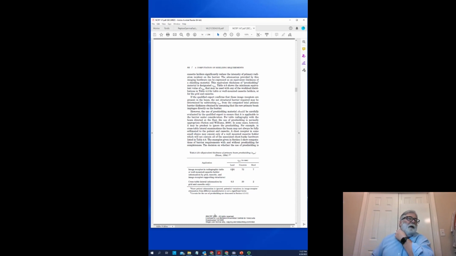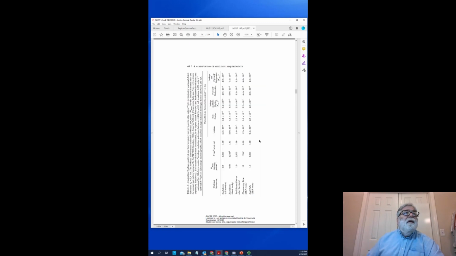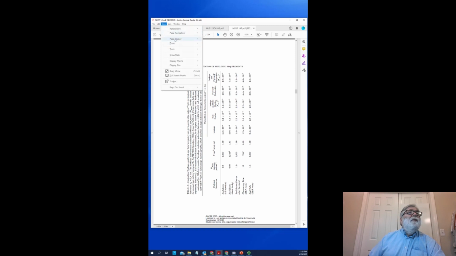Okay. Now let's think about scatter. Sidewall. How much lead do we need in the sidewall? Well, we have a distance. So our formula for that is very similar. Let's see. It was on this table. So let me rotate this.